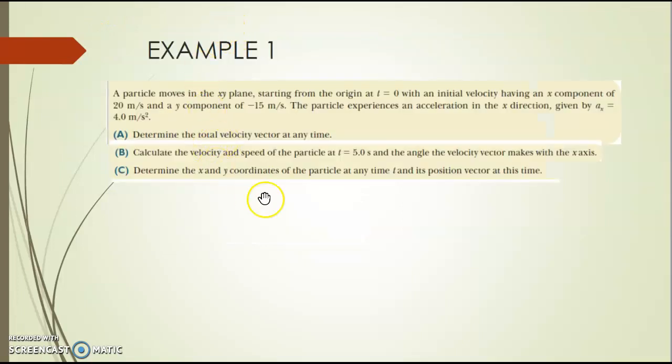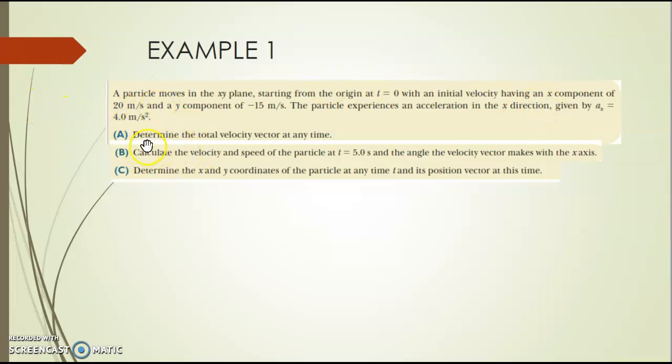Let's have an example. A particle moves in the xy plane starting from the origin when time is 0 with an initial velocity having an x component of 20 meters per second and the y component is negative 15 meters per second. So 20 and negative 15 are the components of the initial velocity. The particle experiences an acceleration in the positive x direction, given as 4 meters per second squared.